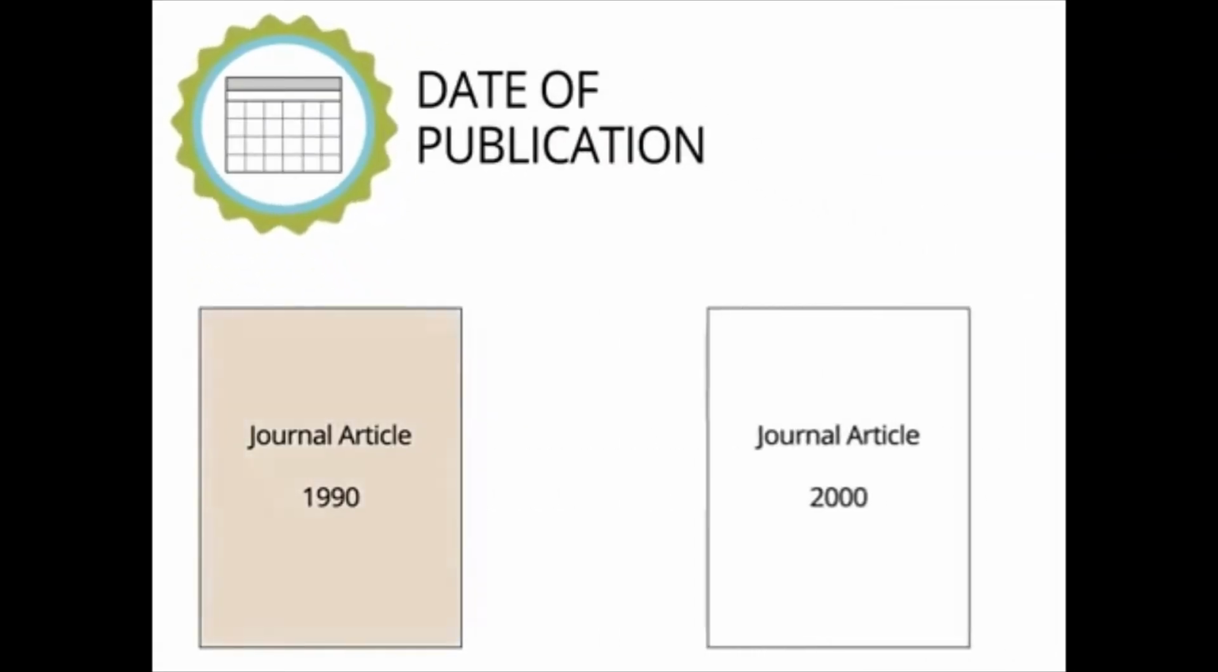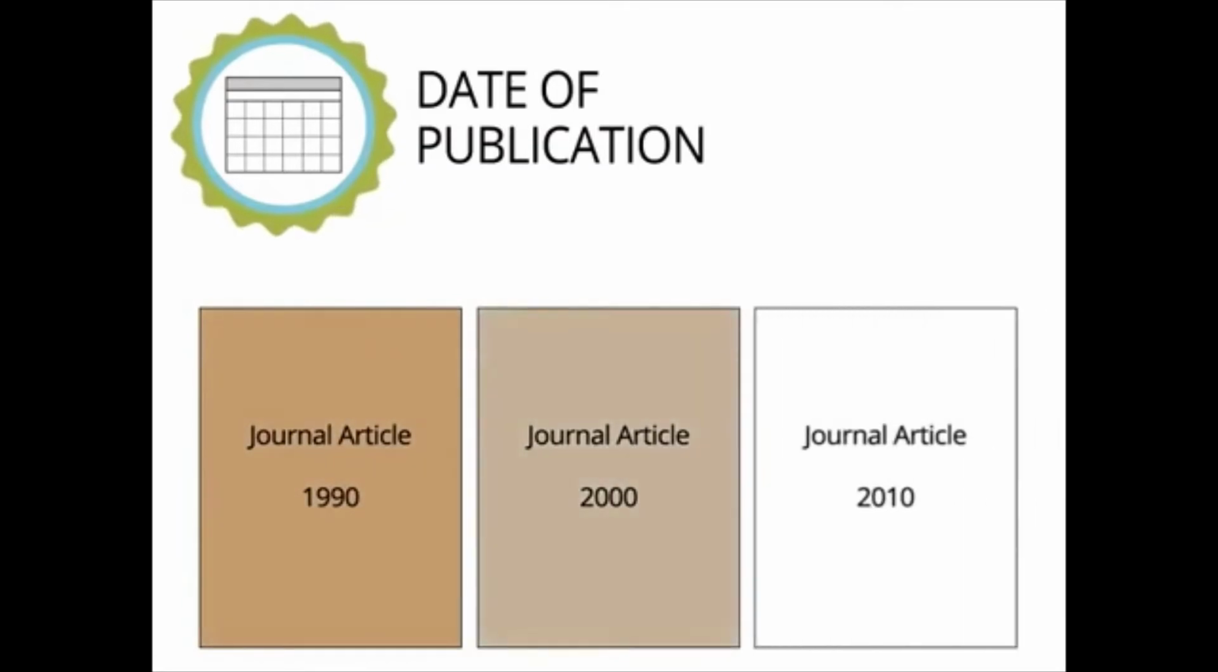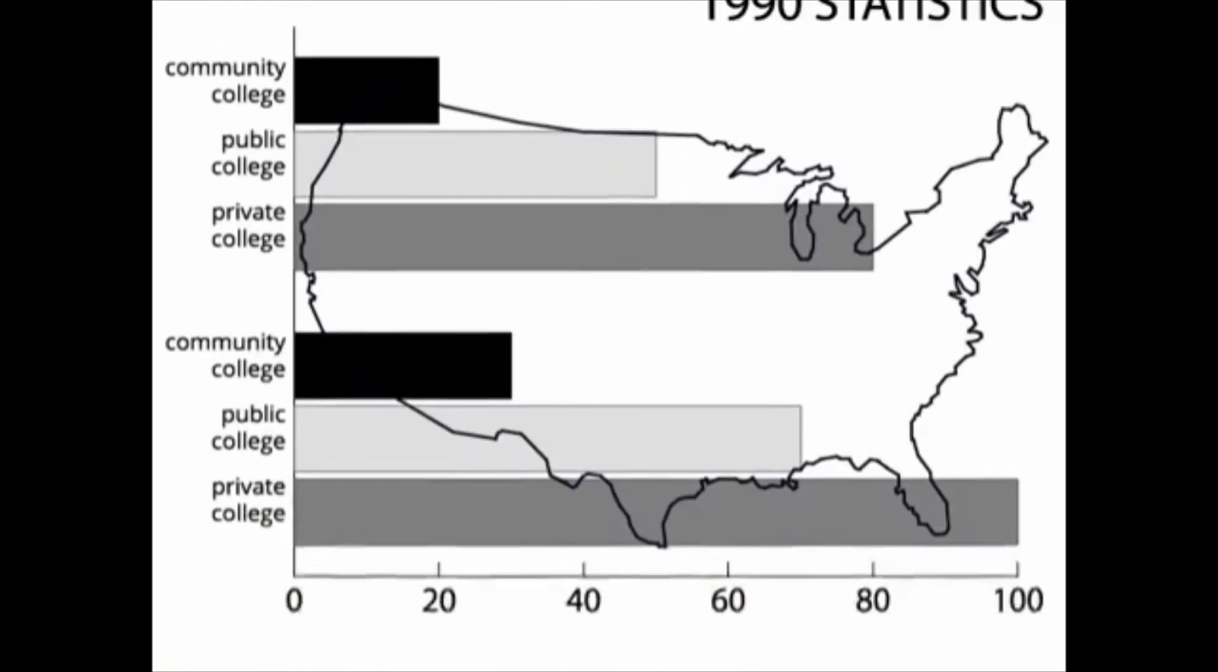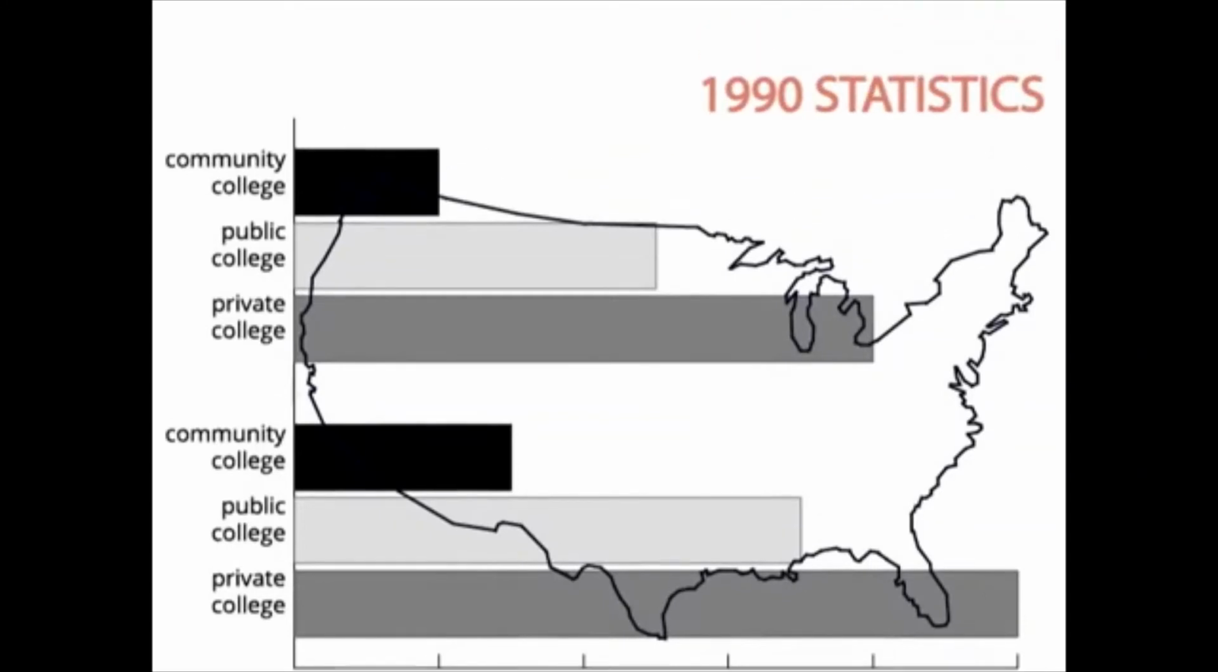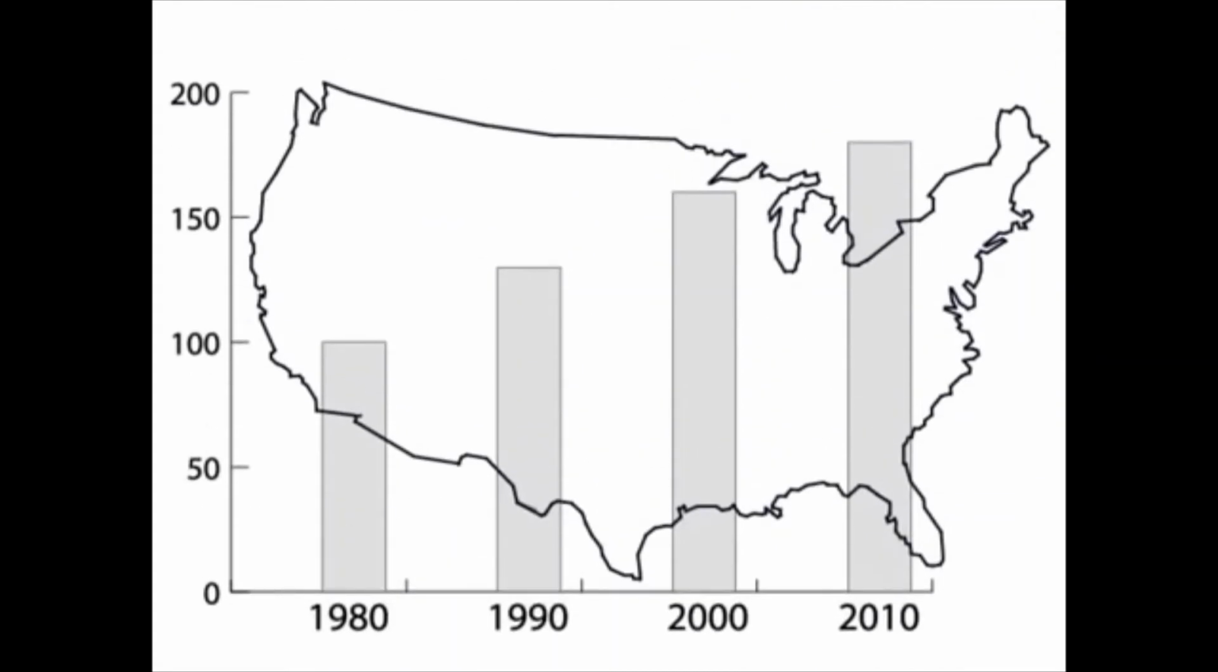Even something that was once high quality can now be out of date and unsuitable for some purposes. If I needed current statistics on the average cost of college in the United States, a source published in the 1990s would be out of date. However, if I was looking at the increase in college tuition over the last few decades, a source from the 1990s might fit my purposes.